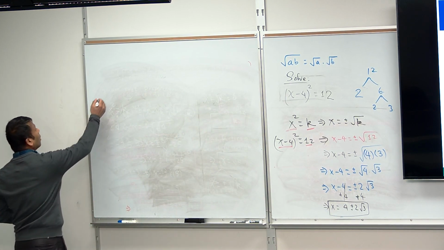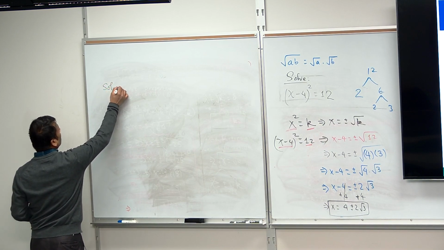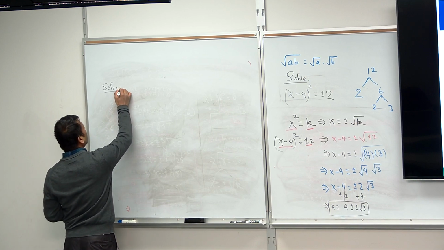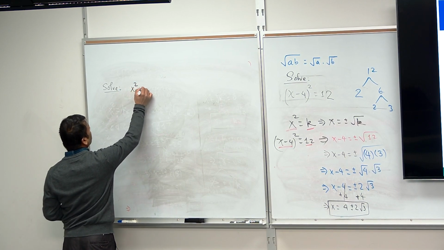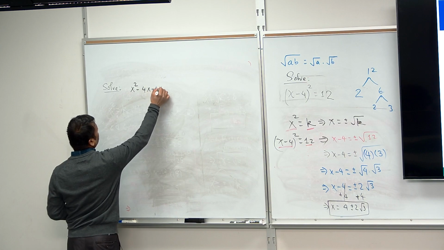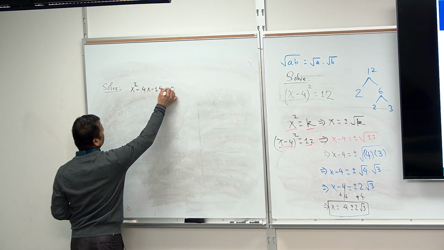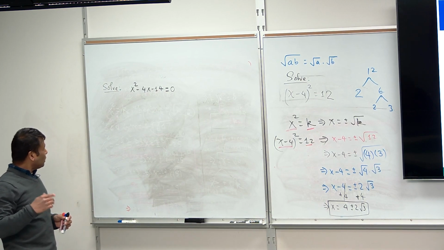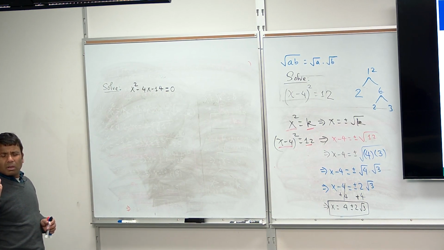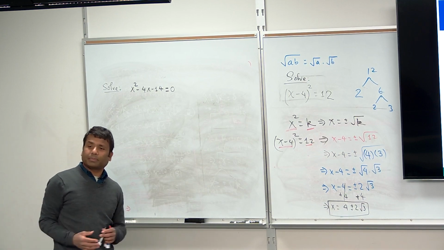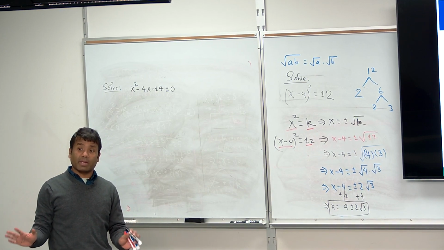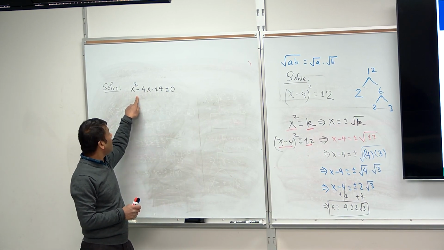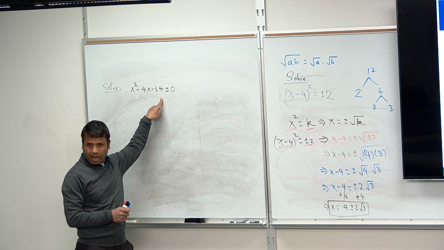So solve x² - 4x - 14 = 0. Now look here. Suppose I want to use the factor method. That means I want to factor x² - 4x - 14, okay?